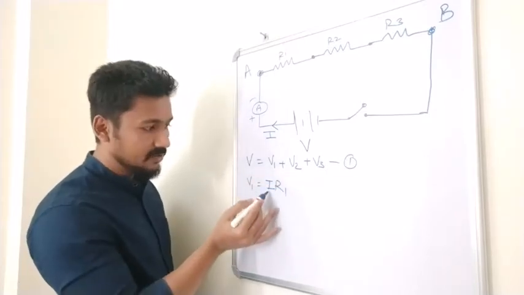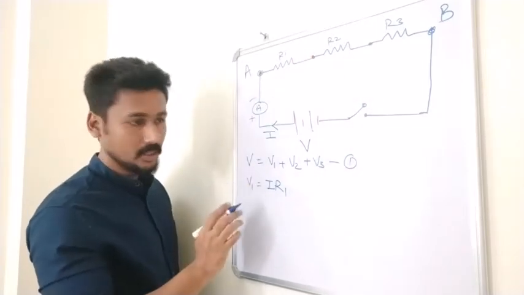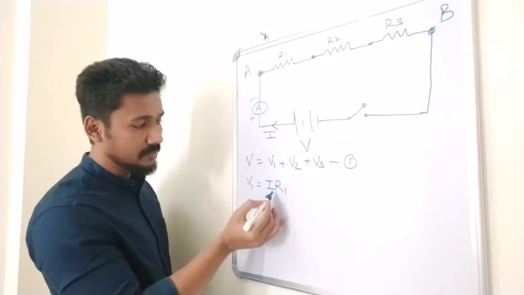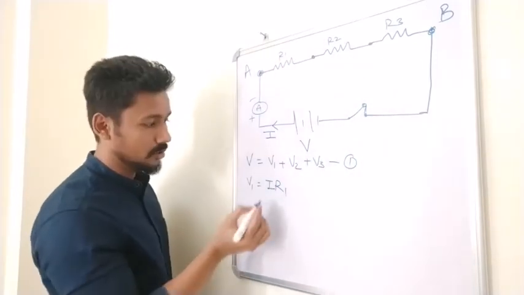Correct? I, we are not writing I1 because current is the same. So we need not write I1. So according to Ohm's law, V1 will be I into R1. Of course, we are assuming the key is closed while these operations are going on.